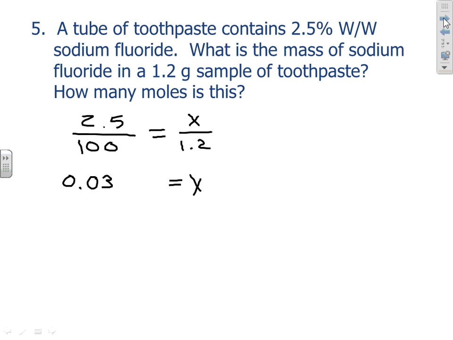0.03, and I want another decimal after that. That's it, 0.030. It worked out to be exactly 0.03. Okay, excellent. And that is grams of sodium fluoride. We like that number? It's not very much. It's good. Now for the second part, I want to know how many moles of sodium fluoride that is.